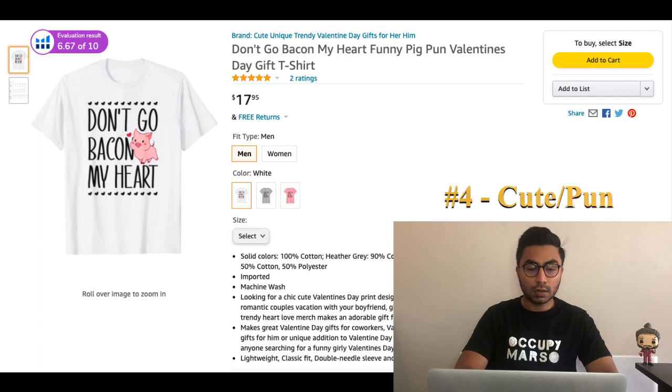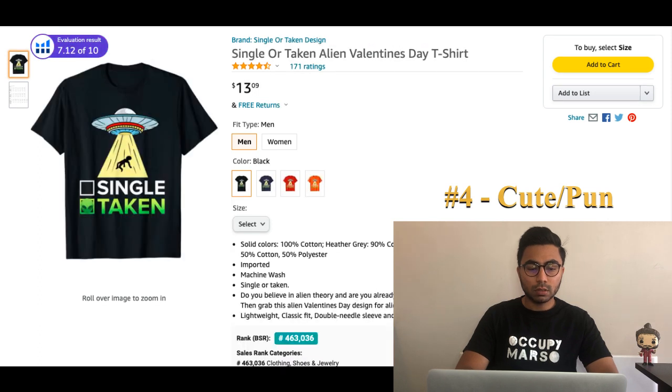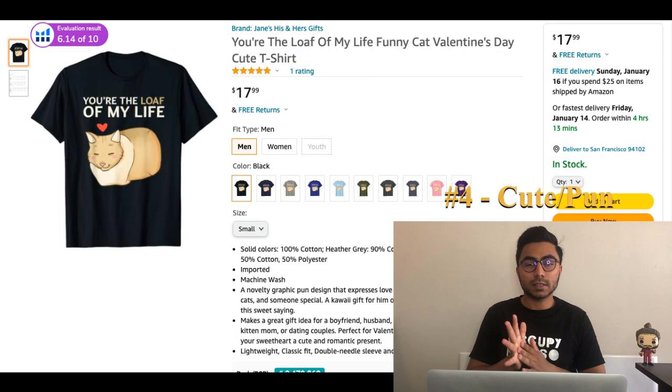Other examples are, so this is kind of a mixture of like the first design idea. So it's taking a niche together with a funny design. So it's like single or taken. This is one of the designs that caught my eye. Another one was you're the loaf of my heart. It's a really cute design. I definitely see this one selling. You can make variations of this one, and definitely there are so many other puns that you can use. You can find some puns online and maybe put a picture with it, so you can get some decent sales.